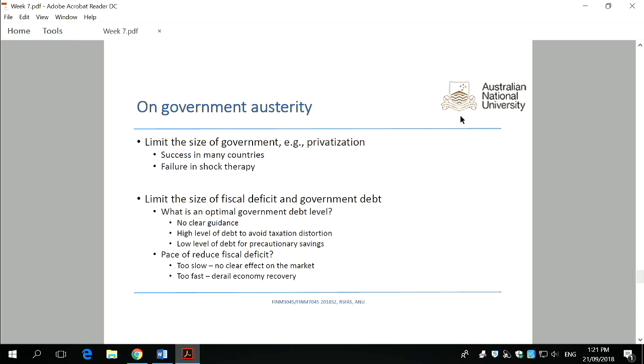Okay. Now the limits. The main purpose of government austerity is to limit the size of the fiscal deficit and the government debt, right? But the question is, what is an optimal level of government debt? How do we know whether this government, with this level for this country, has too much debt or too little debt? Right? That's the first question.